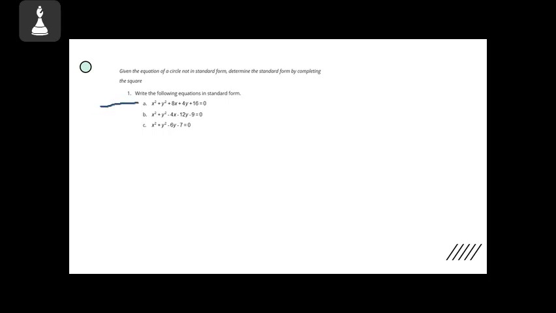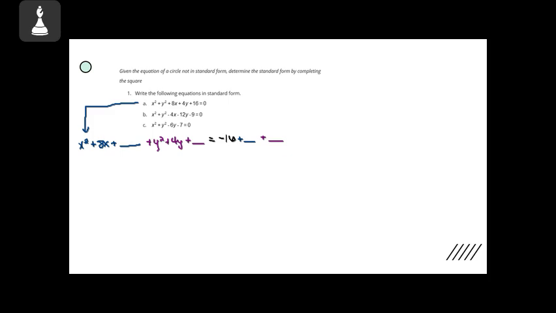So I'm going to start with A, and what I'm going to do is move the x's together. So x squared plus 8x, plus a blank. Now I'm going to do the y terms. So y squared plus 4y, plus blank. And then on the other side, I'm going to move this positive 16 over. So negative 16. And whatever I add in blue, I'm going to add over here. And whatever I added for purple, I'm going to add there as well.